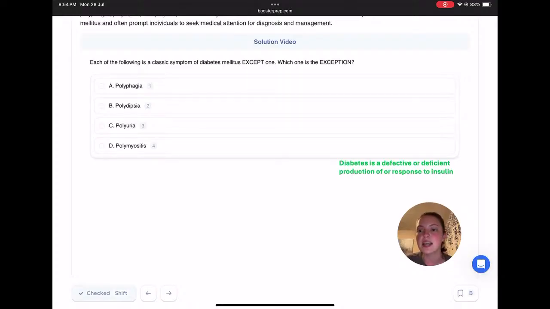Now, both types of diabetes can have a number of complications and symptoms. Diabetes is the leading cause of end-stage renal disease, blindness, and lower limb amputation, and has a number of other complications. As far as symptoms, the 3 P's or the 3 polys of diabetes are very common and likely the most well-known symptoms, and they would be polyphagia, which is extreme hunger, polydipsia, extreme thirst, and polyuria, increased urine production. Polymyositis is not one of the symptoms of diabetes, making the correct answer D.